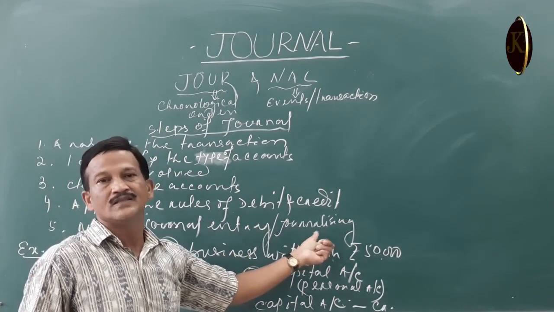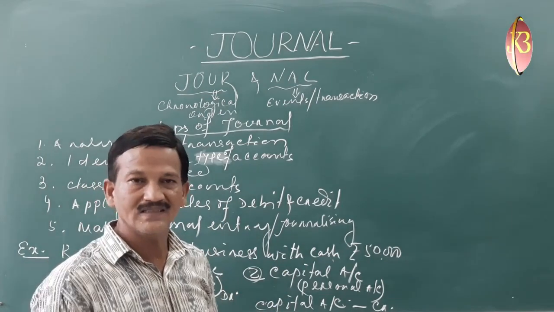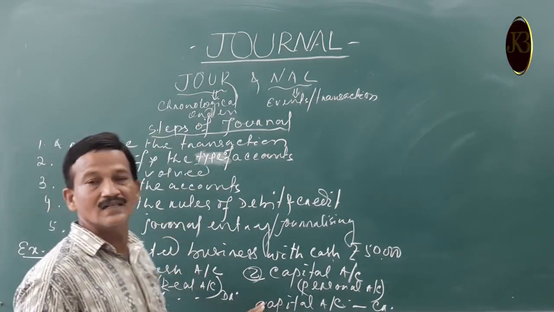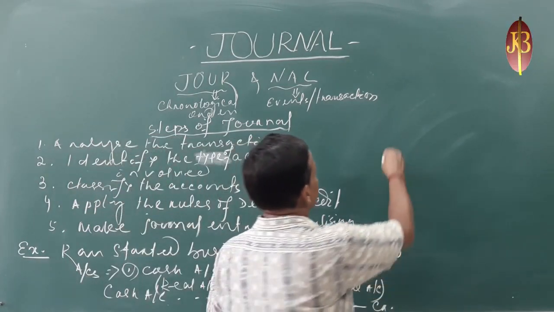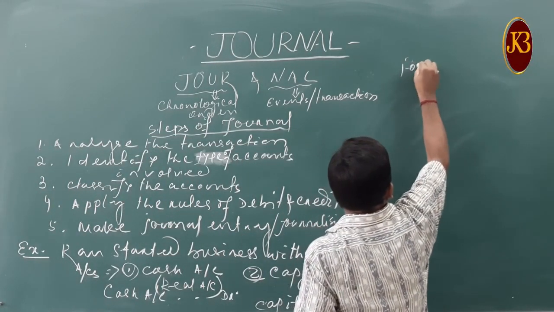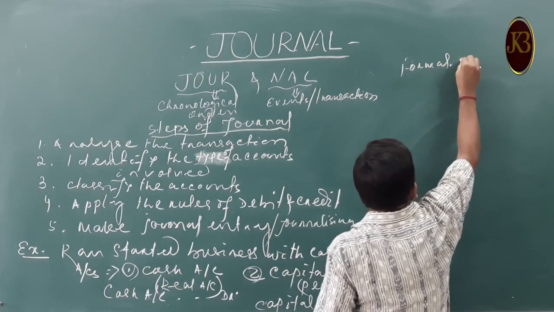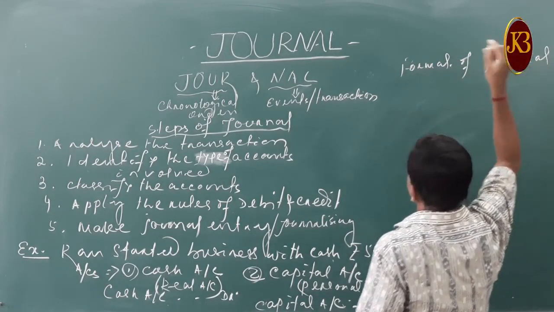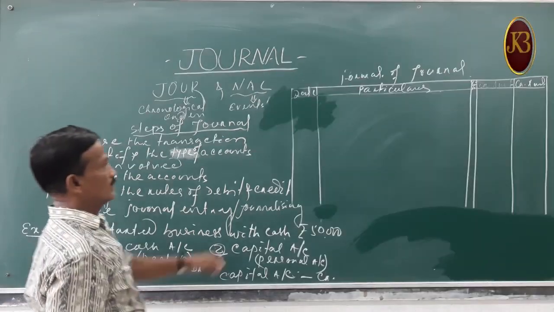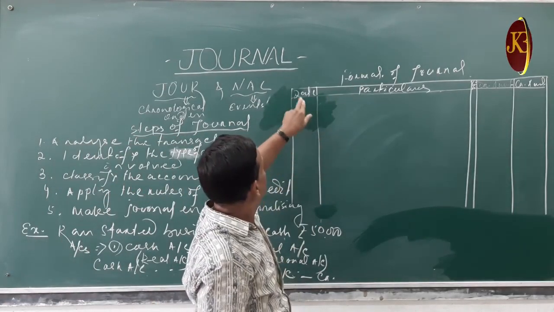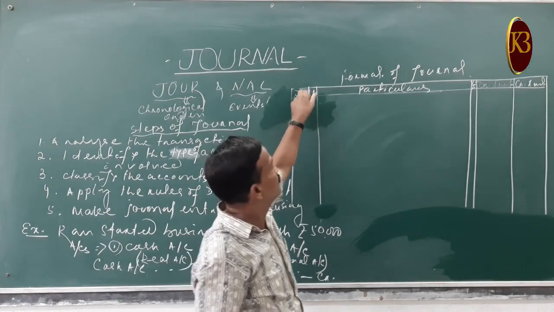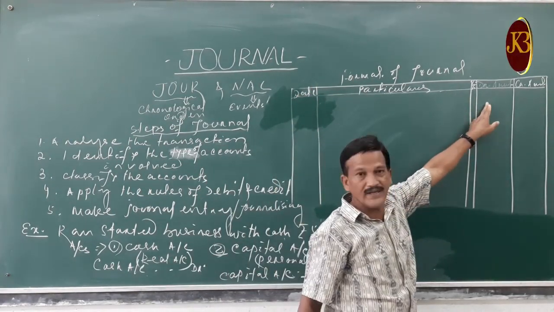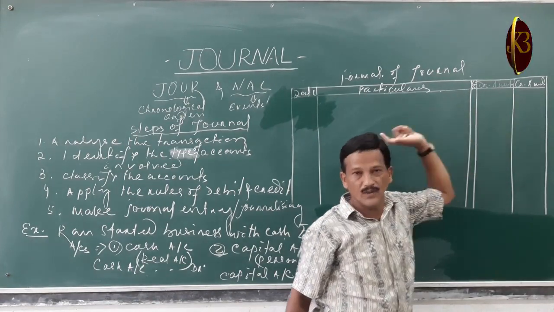Then the fifth step is to make the journal entry, or journalizing. Journalizing means the process of recording the transaction. How do we record transactions? This is the format of the journal. First column is the date column, second is the particulars column, third is the ledger folio column, fourth is the debit amount column, fifth is the credit amount column.